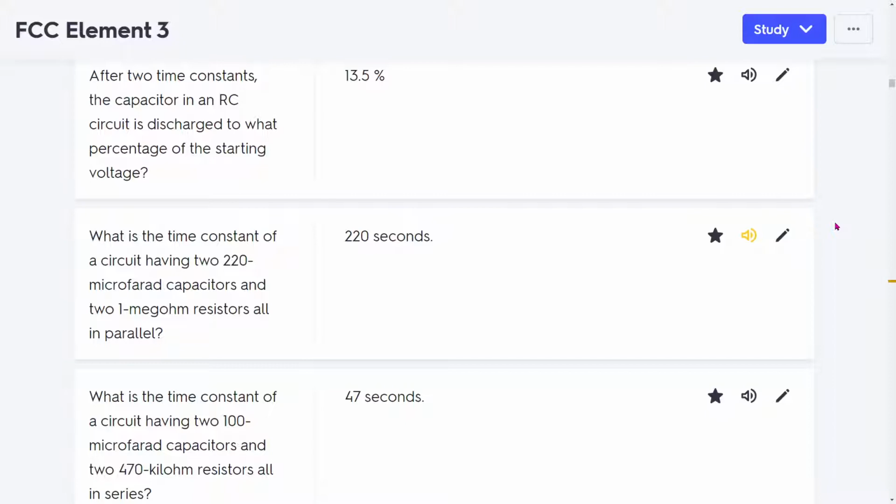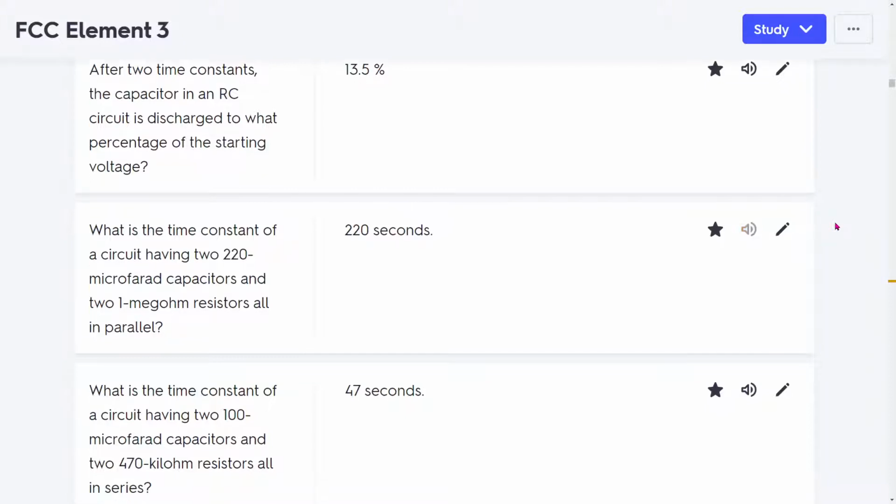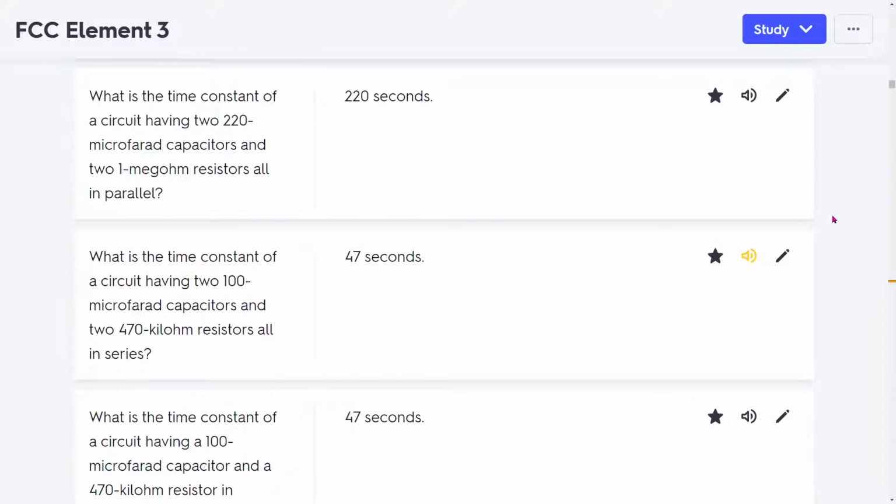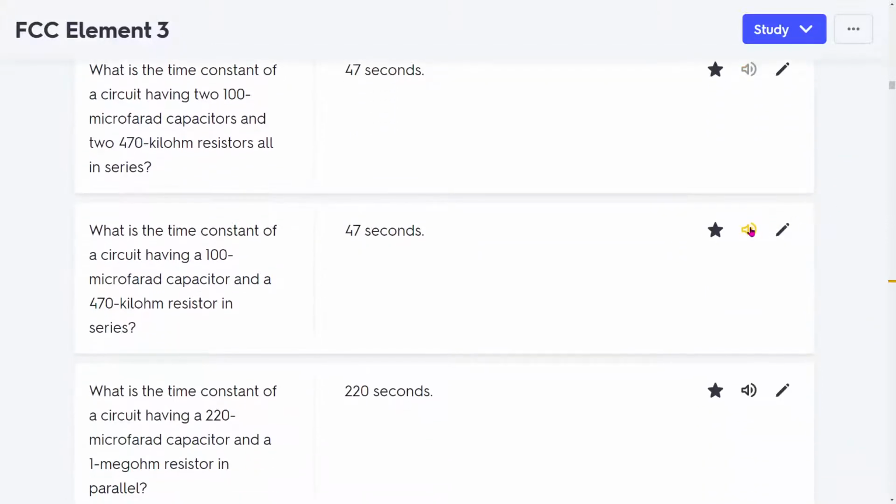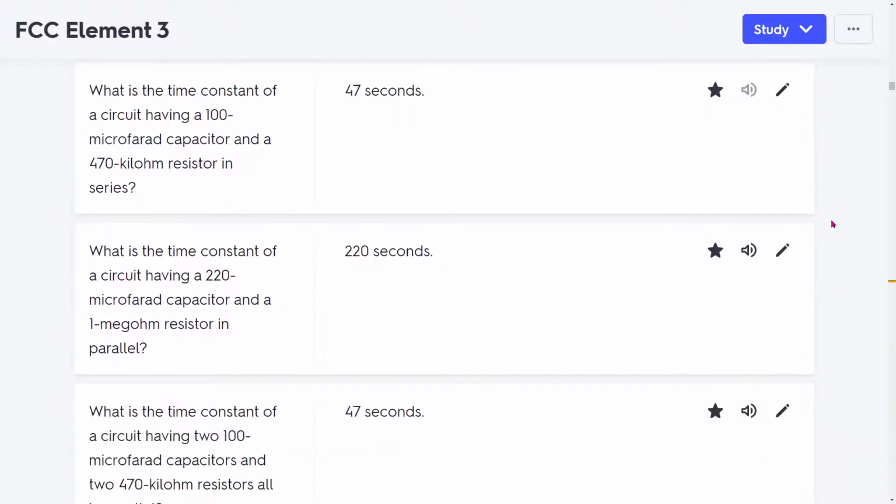What is the time constant of a circuit having two 220 microfarad capacitors and two 1 megohm resistors all in parallel? 220 seconds. What is the time constant of a circuit having two 100 microfarad capacitors and two 470 kilohm resistors all in series? 47 seconds. What is the time constant of a circuit having a 100 microfarad capacitor and a 470 kilohm resistor in series? 47 seconds.